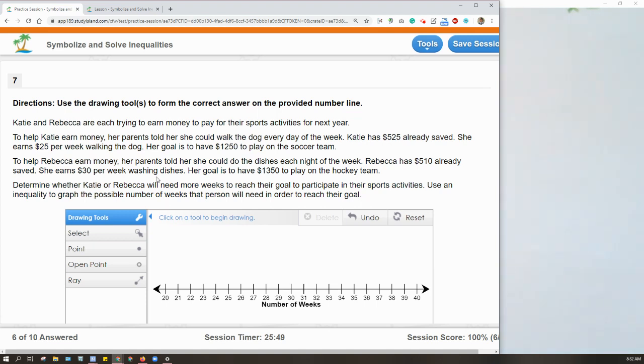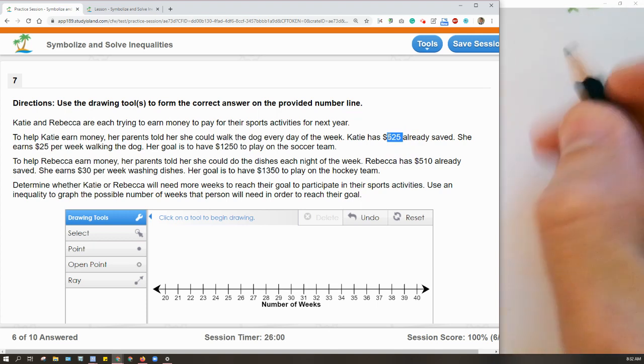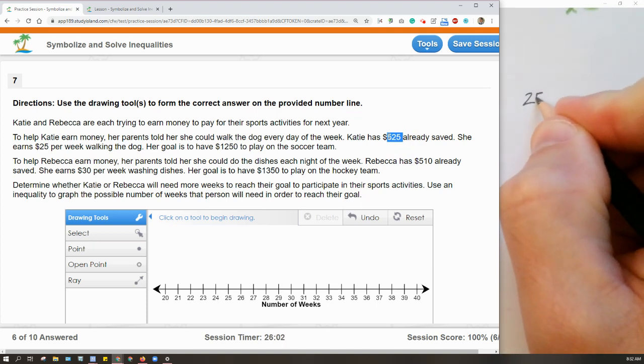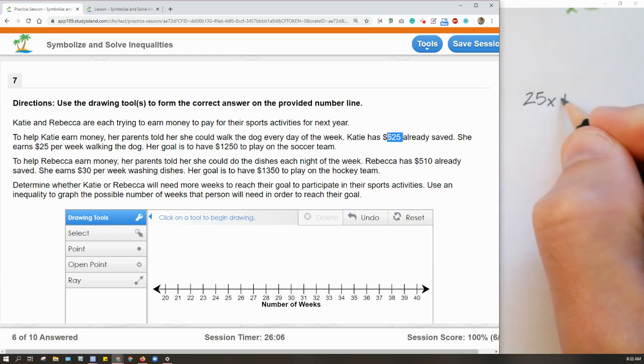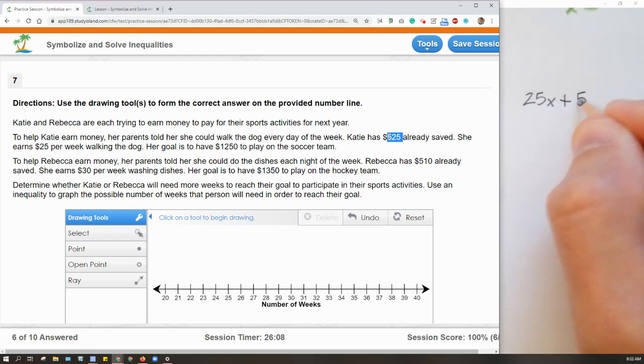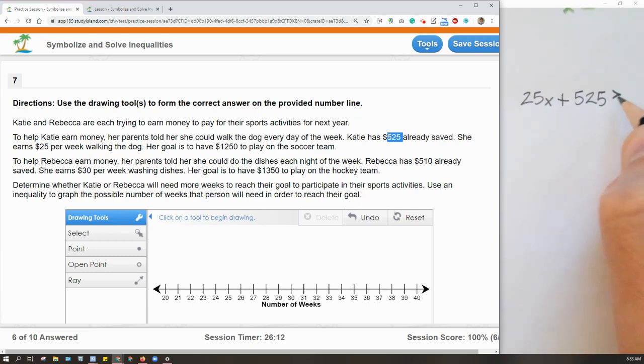We'll start with Katie. Katie earns $25 per week, so we can say 25 times X. She's already got $525, so we'll add that to her amount of money. So she's going to earn $25 times the number of weeks, plus the $525 she already has, to be greater than or equal to the amount of money she needs, which is $1,250.